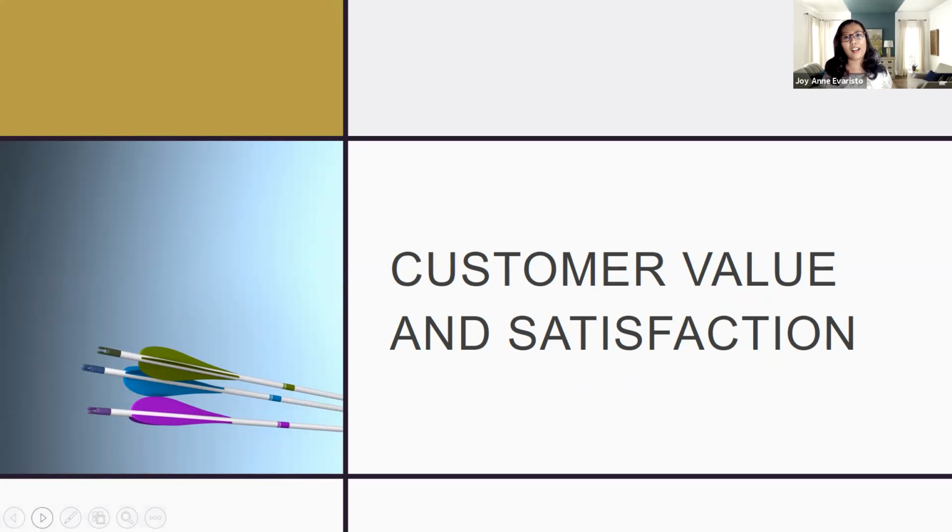Next is customer value and satisfaction. When we talk about customer value and satisfaction, we need to understand that satisfaction comes from expectation. When we watch a promotion of something, or when some people talk about a product or a service, the tendency is we form expectations towards it. As marketers, what we want to do is to set a level of expectation that we can satisfy.